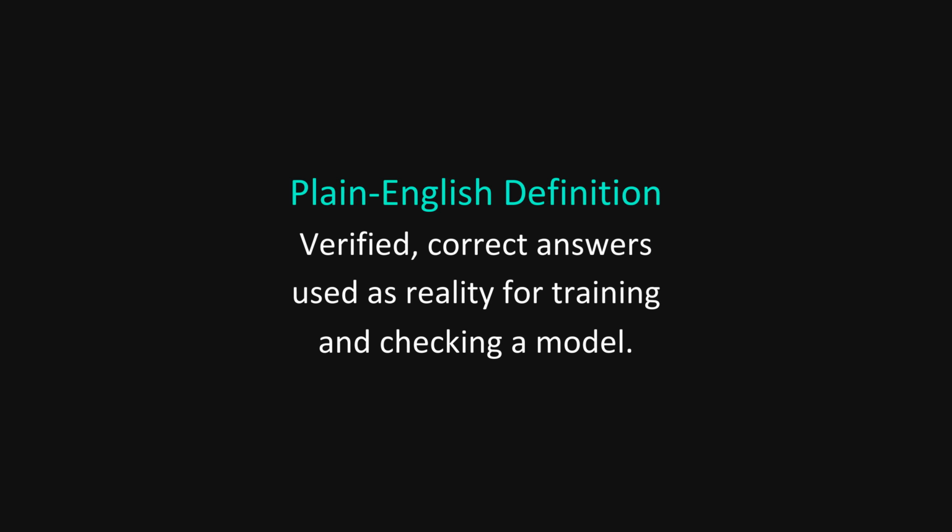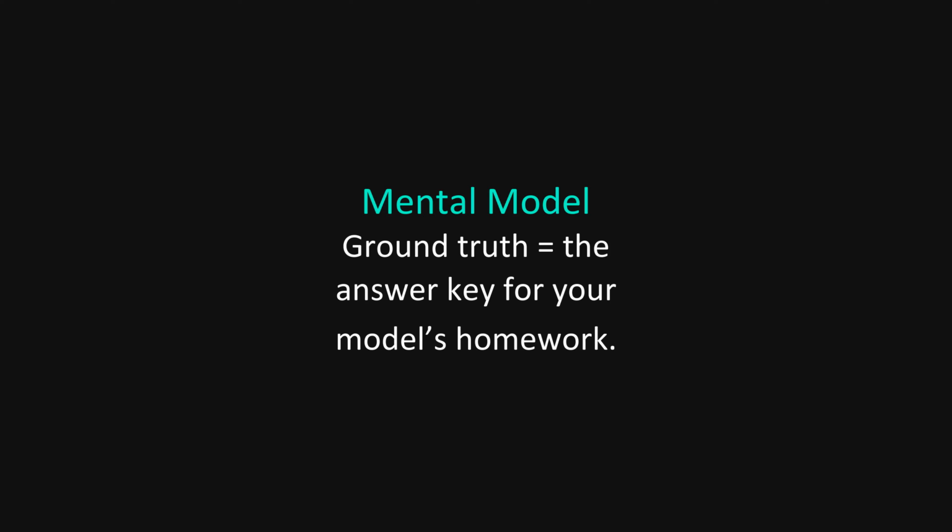Ground truth. Ground truth is the verified, correct answer you treat as reality when training or checking a machine learning model. Think of it as the official scorecard that says what the right output should have been for each example. A simple way to picture ground truth is like an answer key for your model's homework.